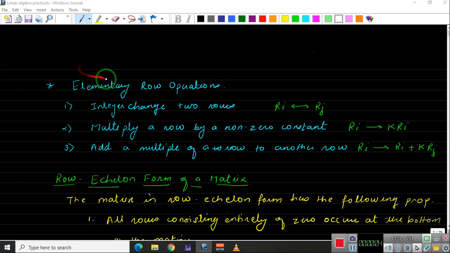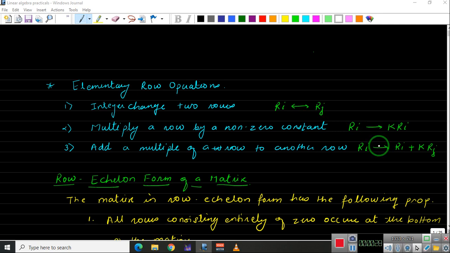Welcome learners. We are looking at the elementary operations. In the last video we have seen the elementary row operations. Here we have defined the interchange of two rows, and secondly multiply a row by a non-zero constant number and add a multiple of a row to another row. These are the notations which we have accepted.